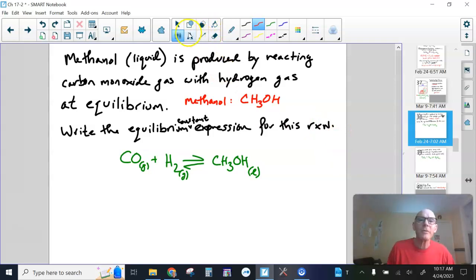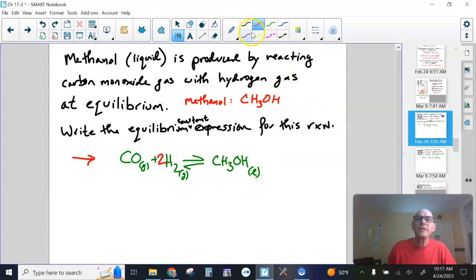So here's an example of how we would write equilibrium constants if there's multiple phases of matter present. Methanol liquid is produced by reacting carbon monoxide gas with hydrogen gas at equilibrium. Let me use a red pen here. I wrote the skeleton equation right there. It doesn't look like it's fully balanced. You don't, by the way, need to know what methanol is. I would give you that formula for that molecule, but it's CH3OH. This doesn't look balanced to me. It looks like I'm going to need two hydrogens. That's four, and I think that's all I need to do here.